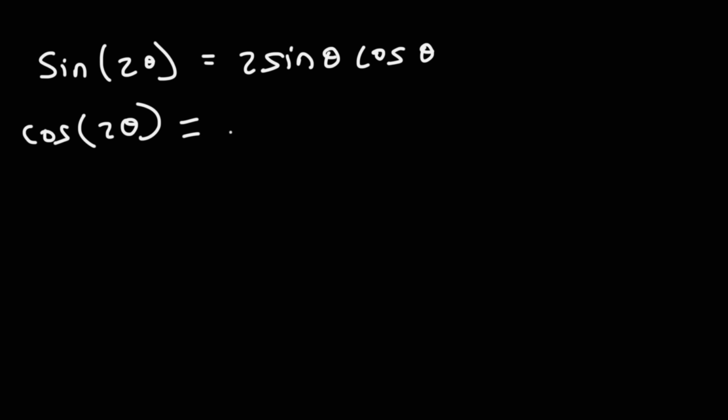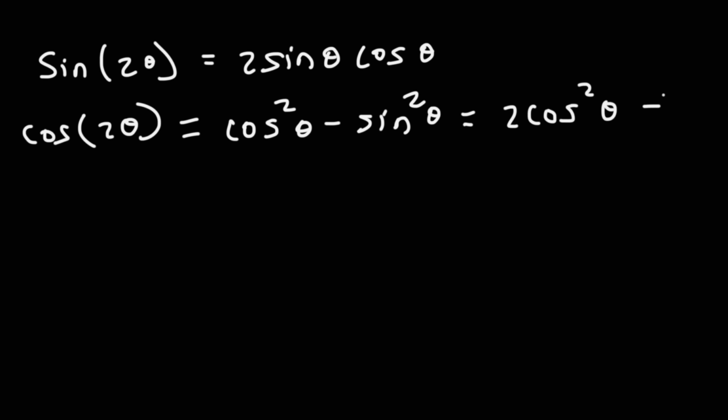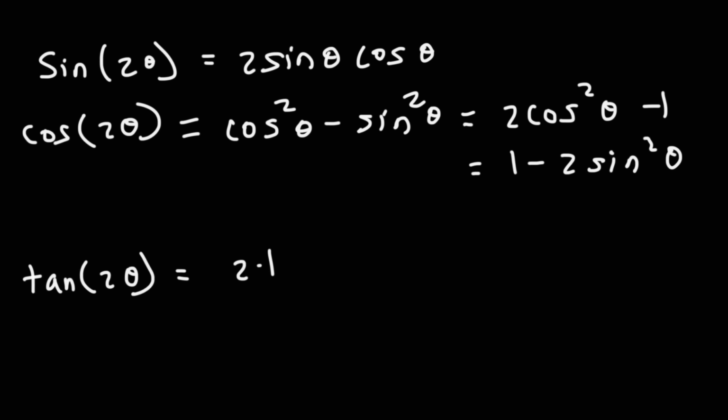Cosine 2 theta is cosine squared theta minus sine squared theta. This is also equal to 2 cosine squared theta minus 1, and that is also equal to 1 minus 2 sine squared theta. Now the next double angle formula you want to be familiar with is tangent 2 theta. Tangent 2 theta is 2 tangent theta over 1 minus tangent squared theta.